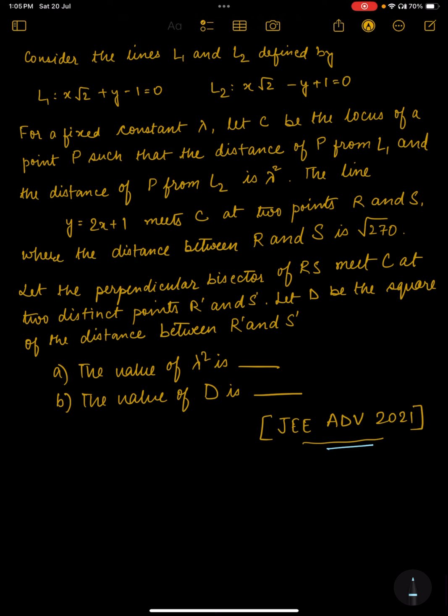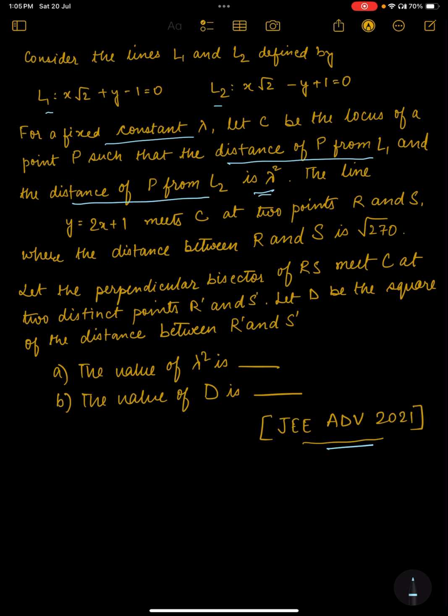So in the question, we are given two lines L1 and L2, the equation of which is given to us as x root 2 plus y minus 1 is equal to 0. And for L2, it is x root 2 minus y plus 1 is equal to 0. Now, for a fixed constant lambda, let C be the locus of the point P such that the product of the distance of P from L1 and the distance of P from L2 is lambda square.